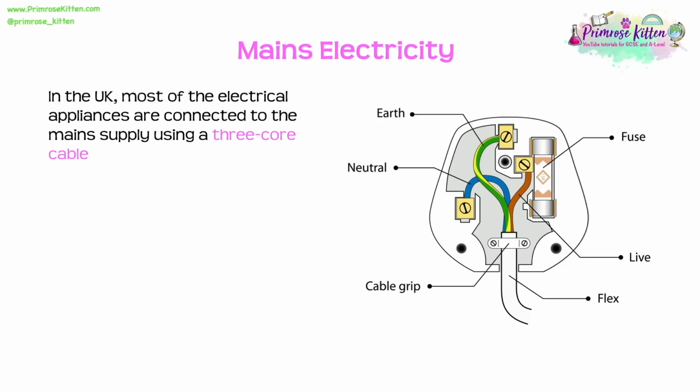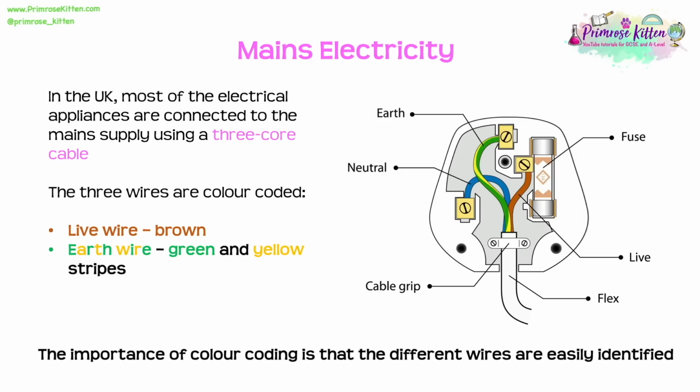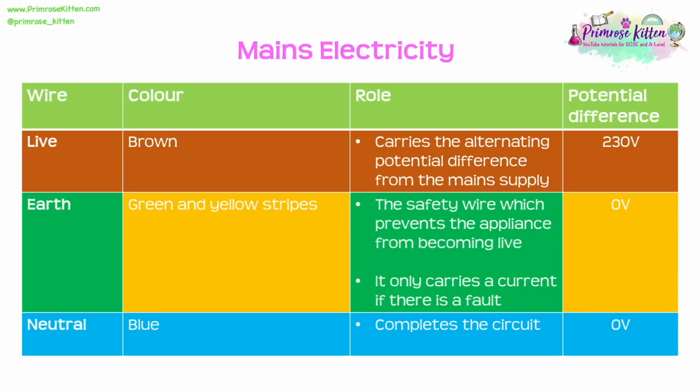Now, these 3 different wires in the 3-core cable are colour-coded. And this is so useful because it means we can easily identify them and keep ourselves safe. So the live wire is brown, the earth wire is made up of green and yellow stripes, and the neutral wire is blue. Now, as well as knowing the colour of these different types of wires, we also need to know the role that they play and what potential difference goes through them.